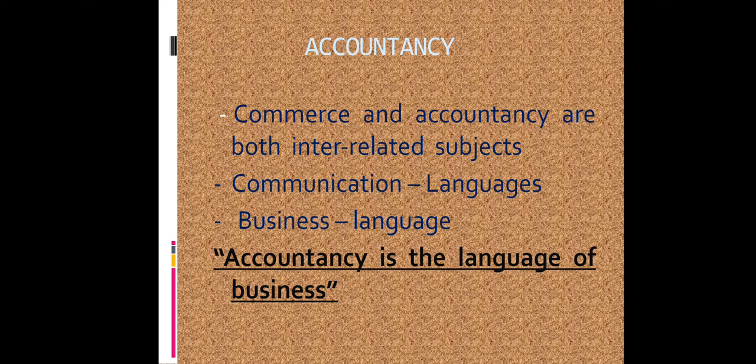In businesses, there are many activities which involve money and exchange of money. So, in order to record these money related activities, accountancy is needed for us.